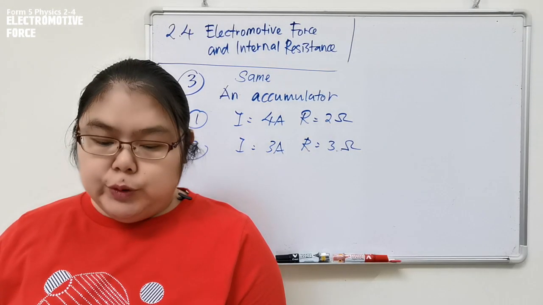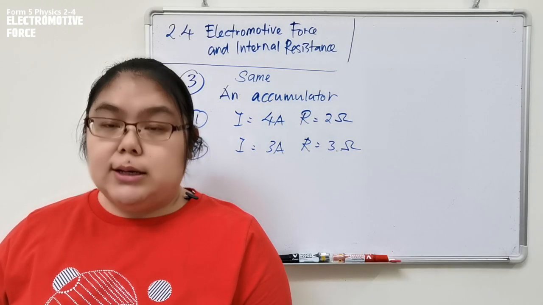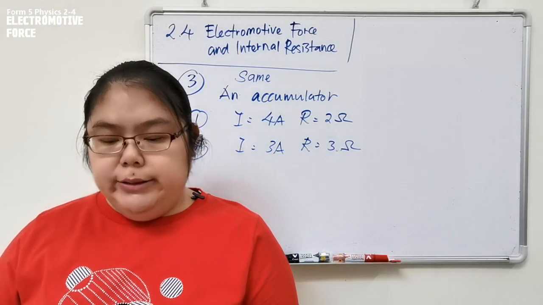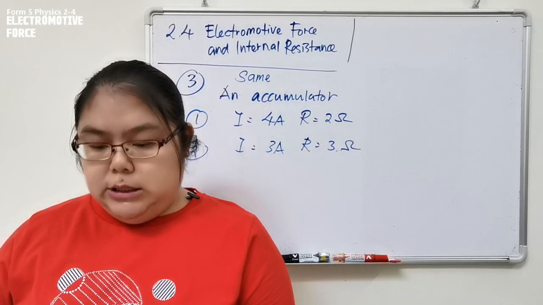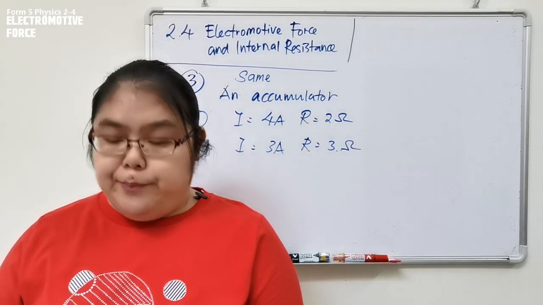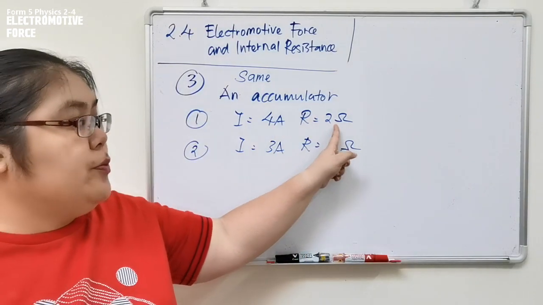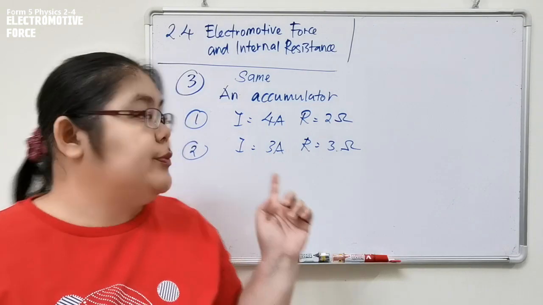Finish for example 2, then we go to example 3. Example 3 is a special kind of question. Let me read together. An accumulator produces a current of 4 ampere when it is connected to a resistor of 2 ohm. The resistor means this one is the external resistance.